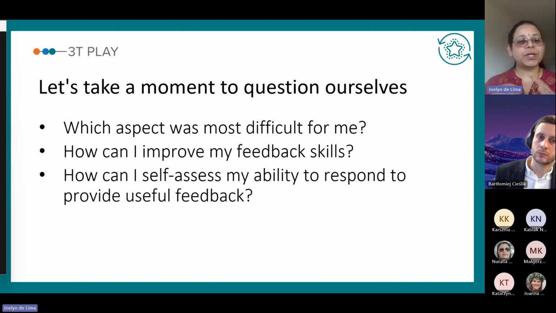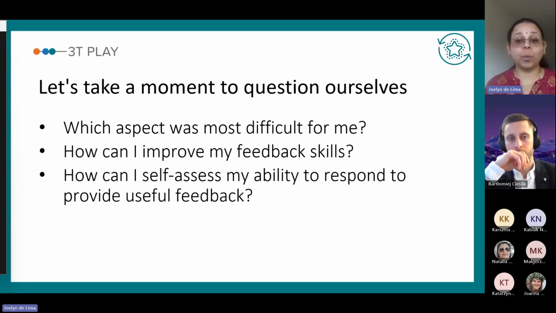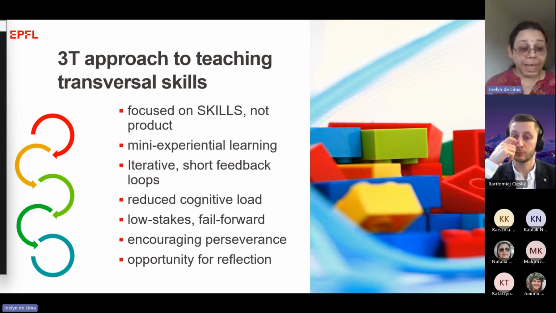All right. So now we are going to do a big pivot back to the main part of the talk. This was an example of an activity that is in our book, which has been developed using what we call the 3T approach to teaching transversal skills. In this approach, we focus explicitly on the skill development and not the product. Those Lego ducks are going to be dismantled immediately after this, and so you don't really care about that. What you do care about is developing your ability to give feedback.